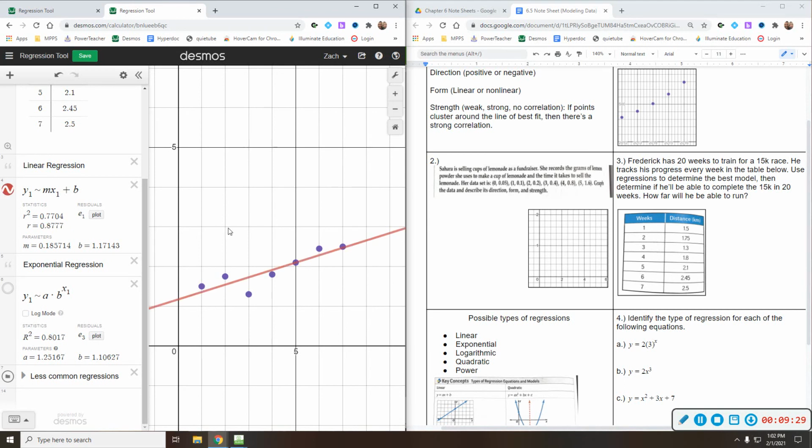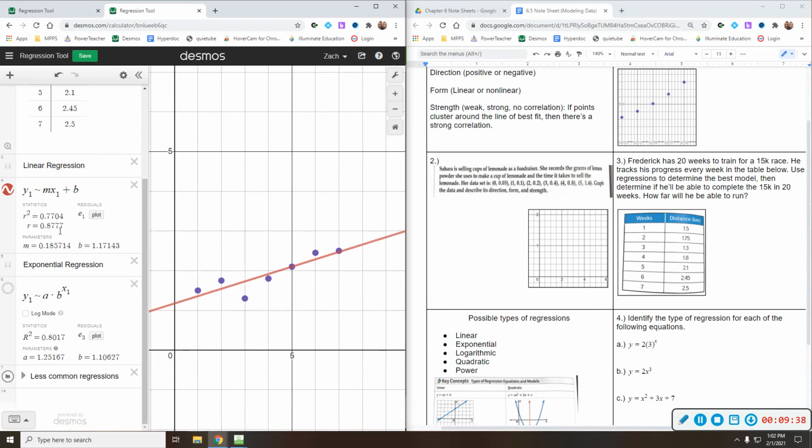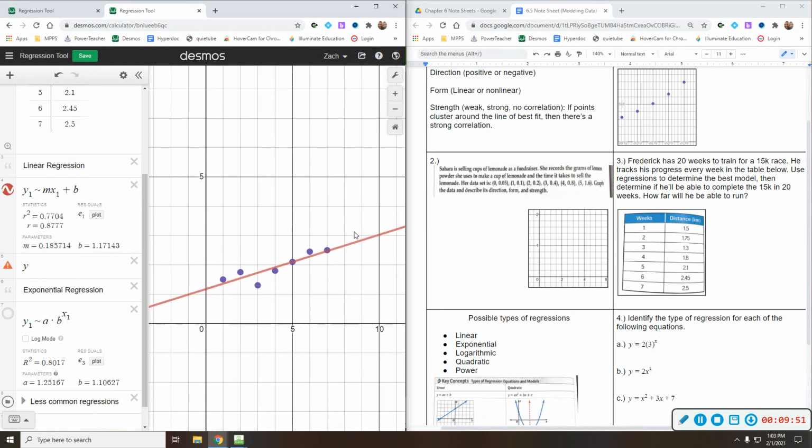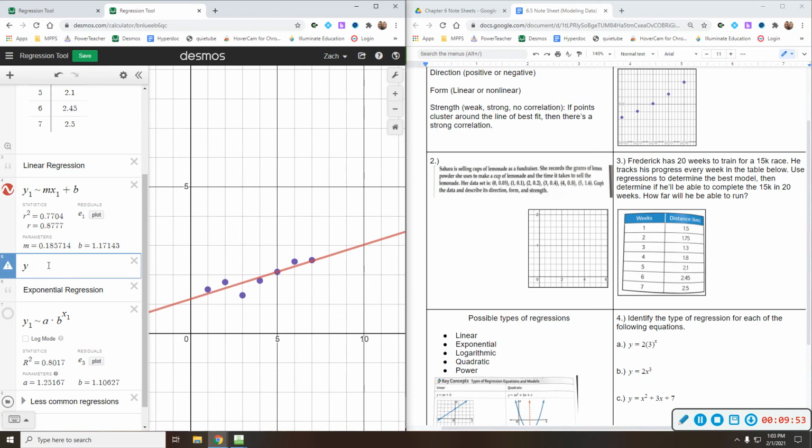Okay, and then it says use this model to make a prediction. Determine if he'll be able to complete the 15K in 20 weeks. So let's check. We would need to look at the graph of this. So here's how we're going to graph this. I'll hit enter. Let's actually plot the line so we can use it, I guess is what I'm trying to say. So y equals, actually maybe we can, yeah, we can just trace. Maybe that's the easiest way, but you could also just plot it too. Actually, let's not, sorry, I'm thinking out loud here.